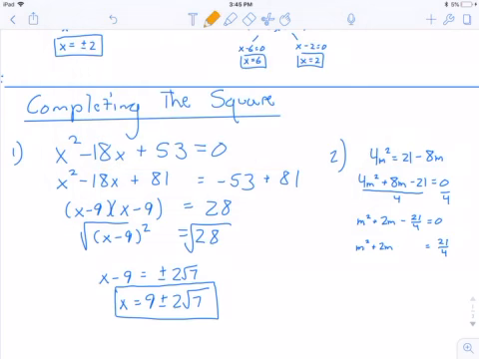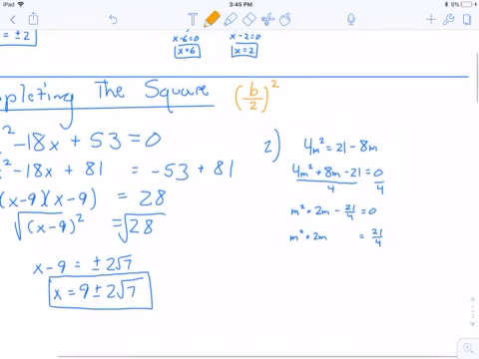So what we do is we look at this term, its coefficient. So negative 18, what we do is we take negative 18, divide it by 2, and then square. So negative 18 divided by 2 is negative 9, and negative 9 squared is this 81. So that's how we complete the square. We take the coefficient of the second term, we take that b value, divide it by 2, and square. That's what we add to both sides.